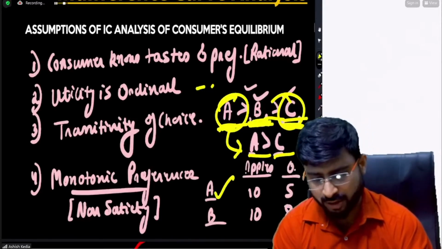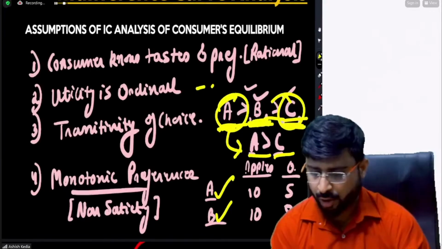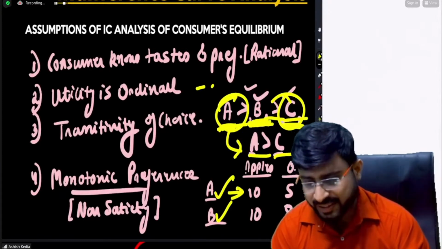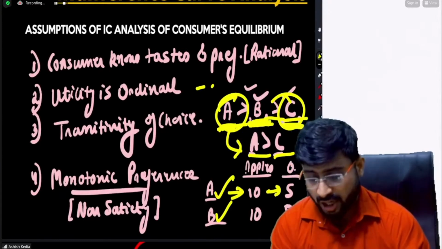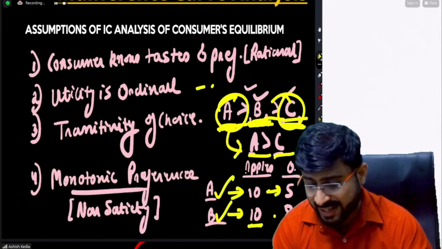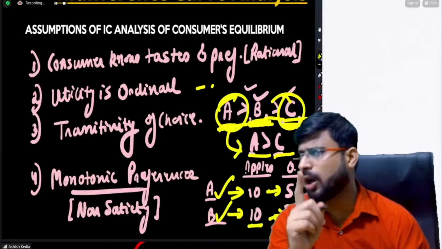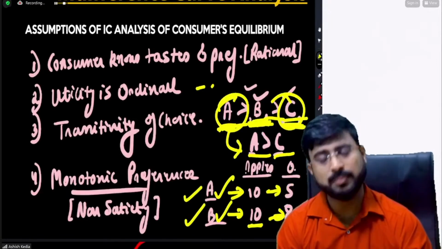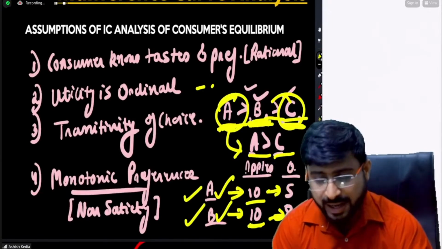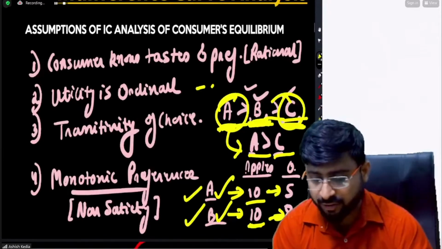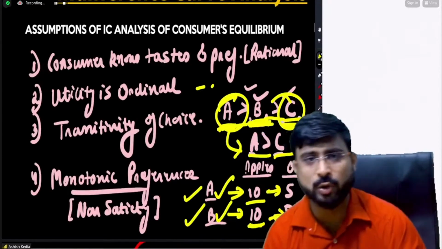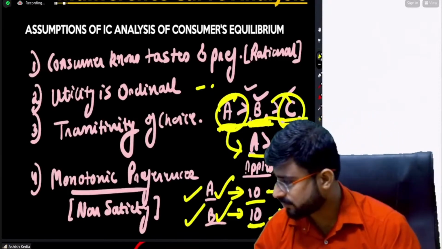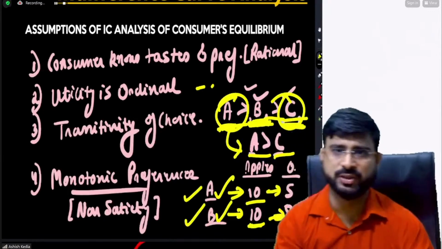Sir, what does monotonic mean? Suppose there are two combinations, combination A and B. You ask the consumer that in combination A, they are getting 10 apples and 5 oranges. In combination B, they are getting 10 apples and 8 oranges. You will tell me as a consumer, which one will you prefer? Combination A or combination B? In both combinations, you have 10 apples, but in combination A, there are 5 oranges. In combination B, you are having 8 oranges. Which combination will you prefer?